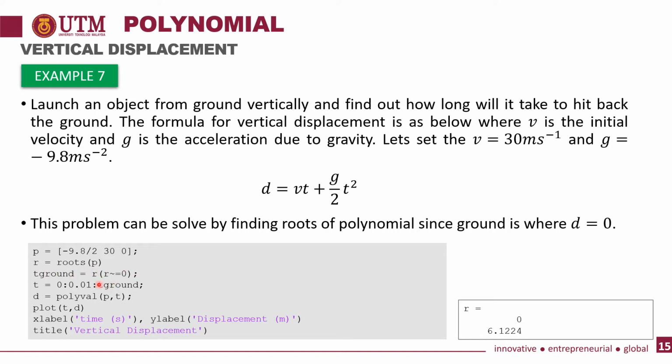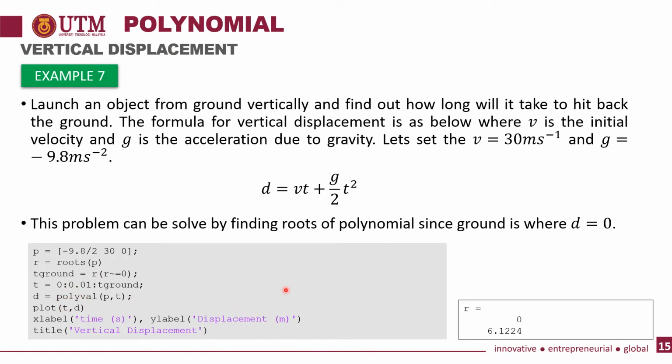So this is the time, and this is the evaluation of the points of the distance, because we wanted to compute a trajectory of the distance from the object to the ground, with time from 0 until it reaches the ground, with a step of 0.01. So this is the polyval, which is the evaluation of the polynomial.